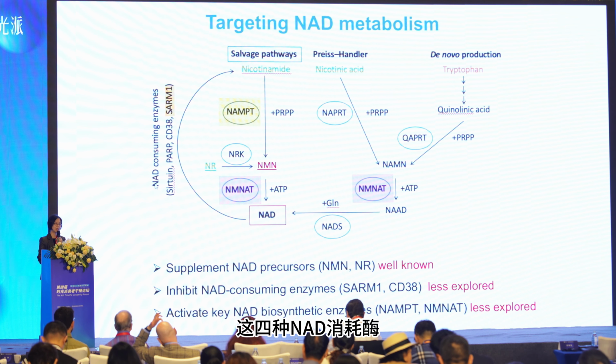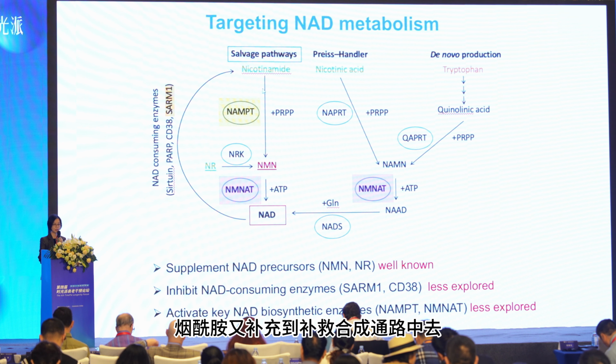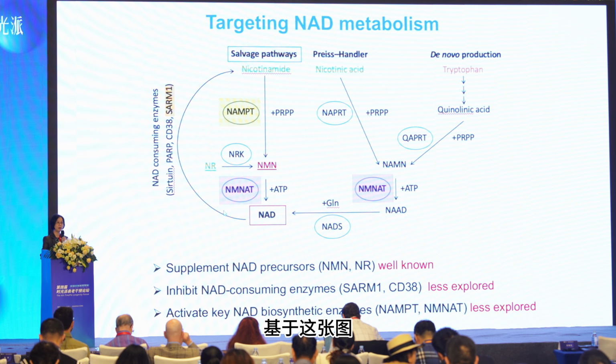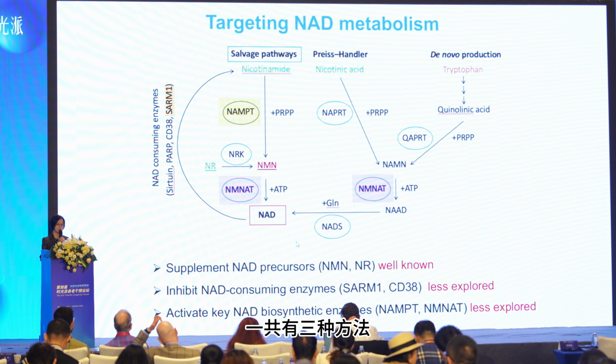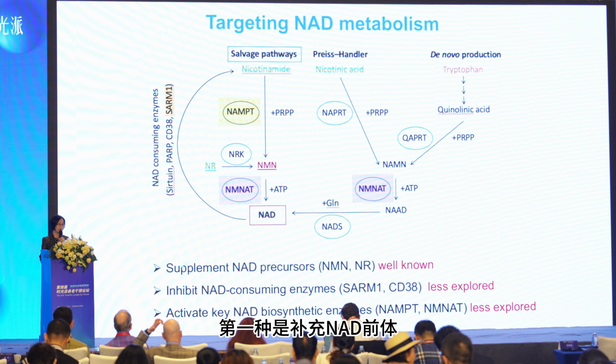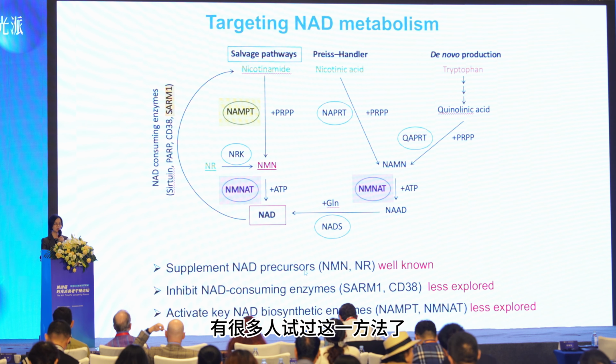These 4 classes of NAD consuming enzyme break down the NAD, generate nicotinamide, and nicotinamide returns to the salvage pathway. So based on this picture, I think the audience already figured out how we boost the NAD. So there are 3 strategies. The first one, you can take supplemental NAD precursors like NMN and NR. Many people have already tried that.